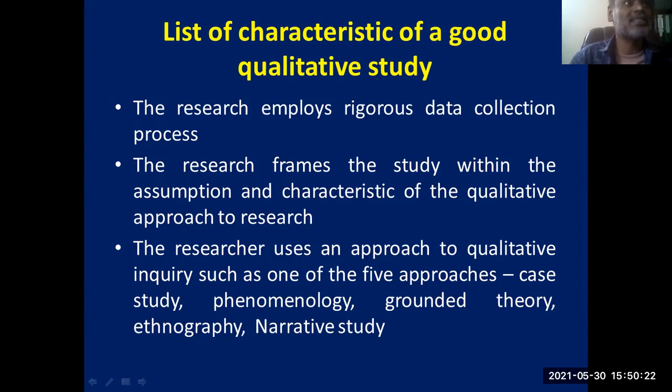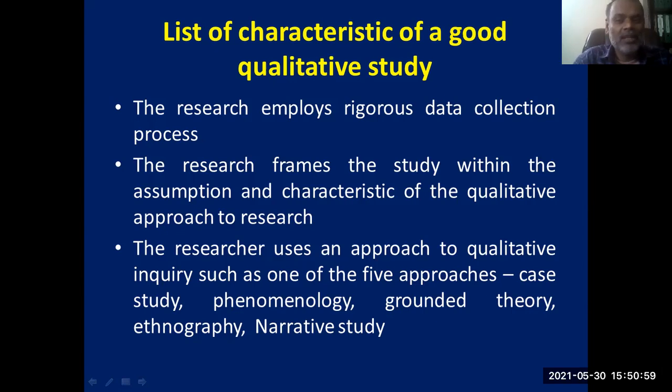So that's an ethnography study. The researcher uses an approach to qualitative inquiry. There are five approaches. He can choose any approach: case study, phenomenology, grounded theory, ethnography or narrative study. Each approach will vary. For certain approaches there is no need. If you are making a report related to a narrative study, there is no need to go into a review of literature. A narrative study never asks you to do any review of literature.